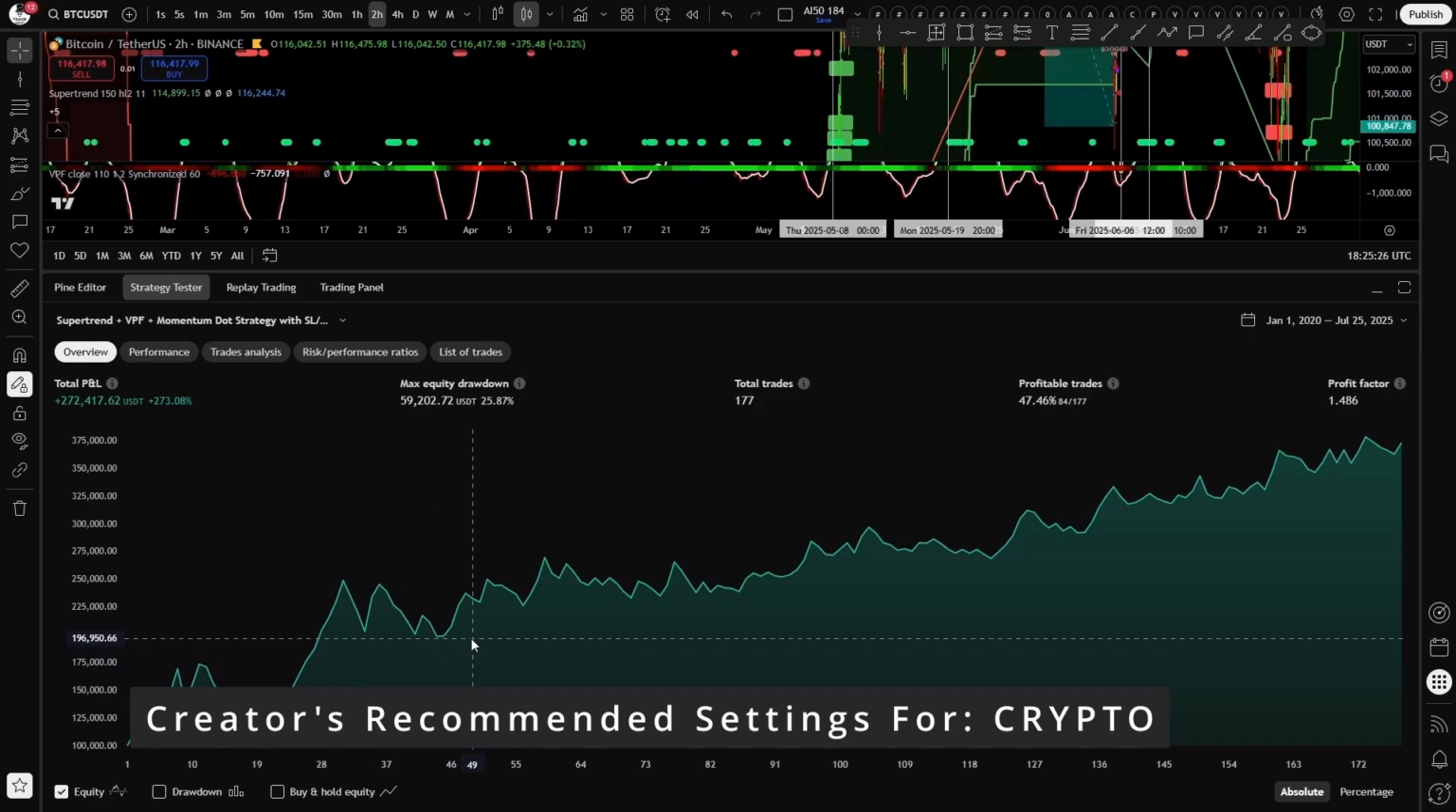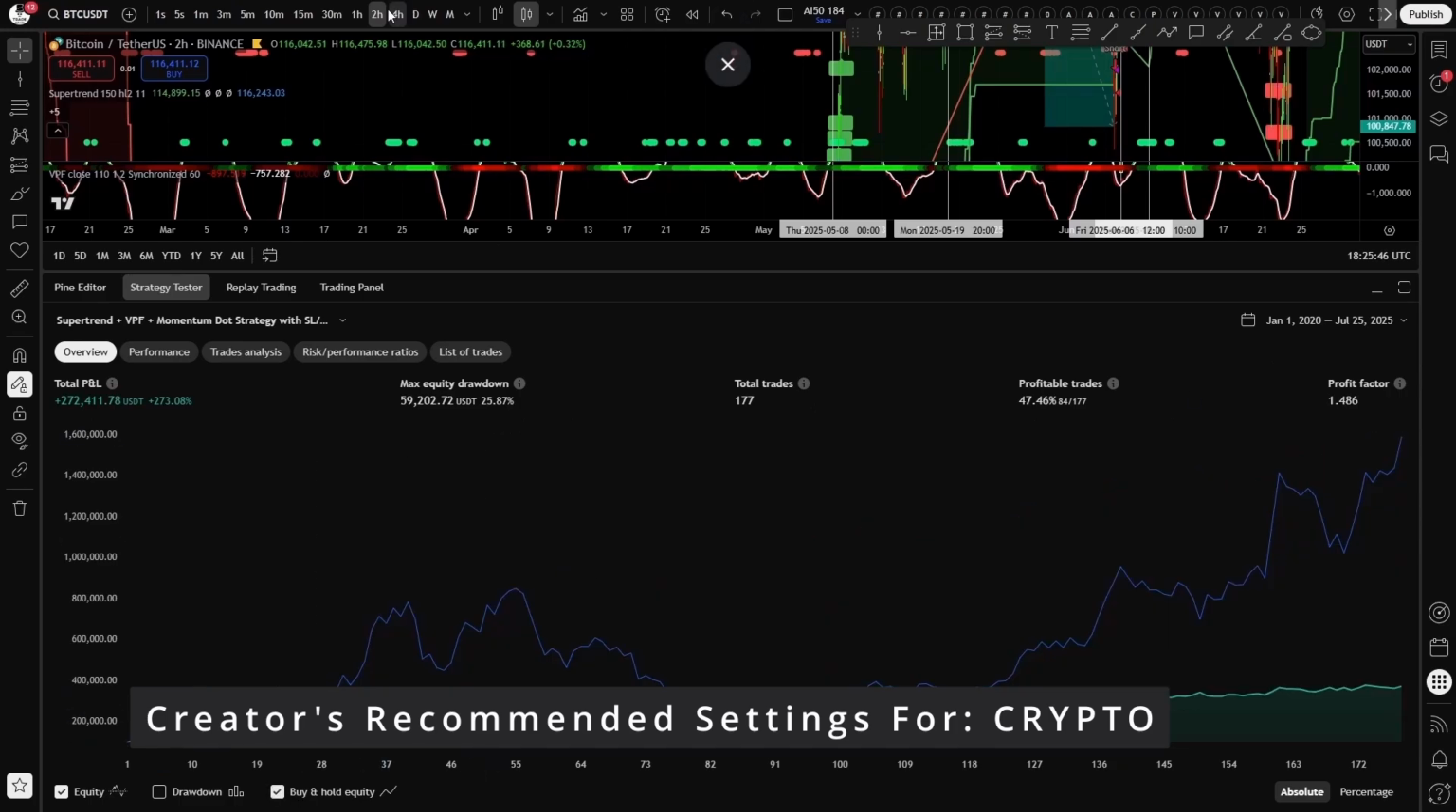Keep in mind my optimization was for the 1 hour. From the 1st of January 2020, it took 177 trades, generated 270% net profit with 25% maximum drawdown and almost a 1.5 profit factor. And finally, let's see the 4 hour.